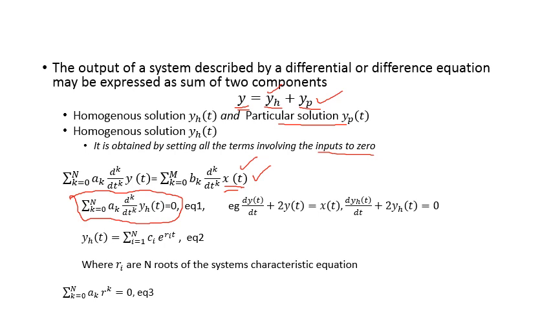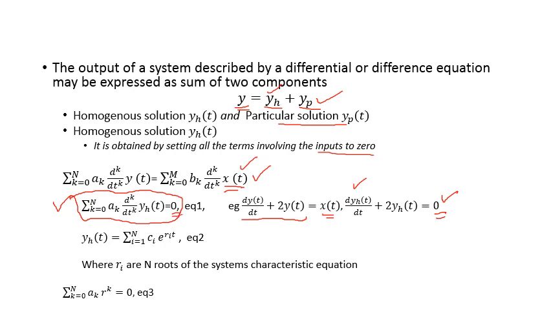For example, we have a first order differential equation, for example this one, and this is equal to t. To obtain the homogeneous solution, we replace y of t by y_h, and similarly the input is replaced with 0 as shown here. So the first step is to replace the inputs by 0.